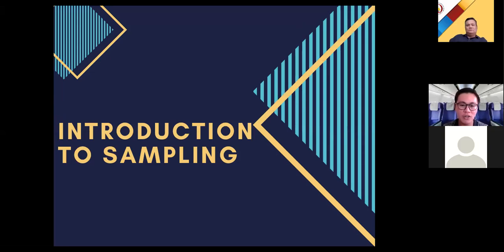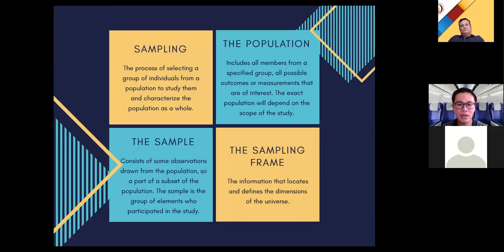Next is the introduction to sampling. Okay, so sampling is a process of selecting a group of individuals from a population to study them and characterize the population as a whole. Based on the books I've read, the concept of sampling, according to Kumar, 2011, is a process of selecting a few. So selecting a few, these are samples from a bigger group, which is the representation of the population.